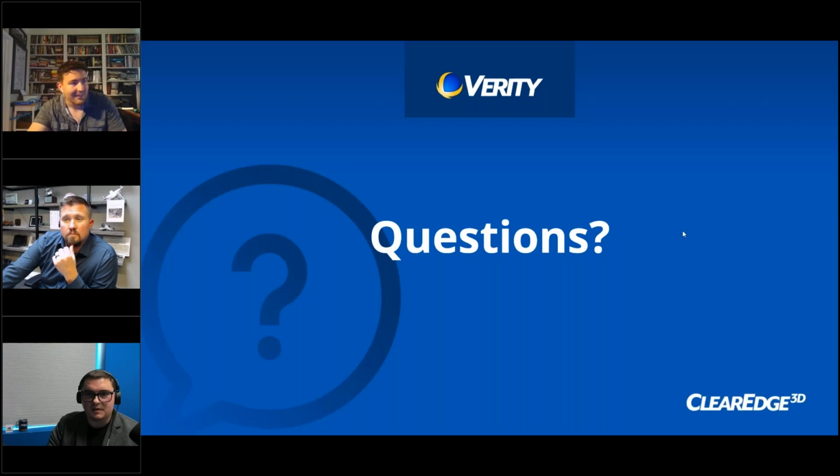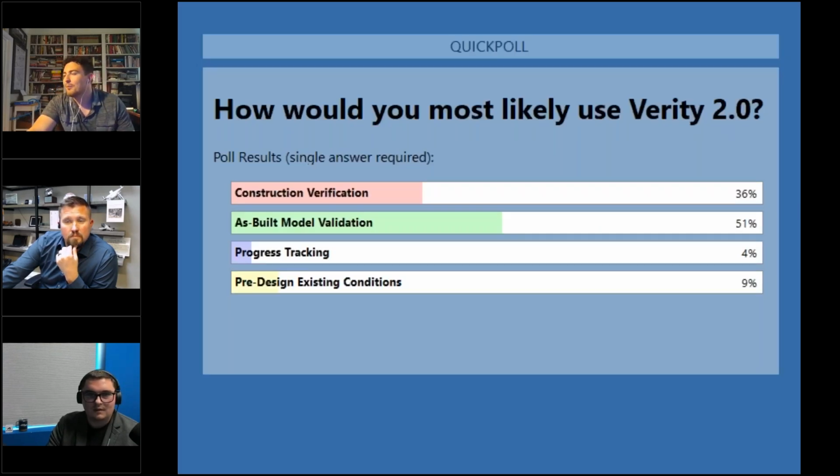Great use case, though. I think the poll should be wrapping up about here. Looks like the results are on everyone's screen. As-built modeling is the most common, followed by construction verification.